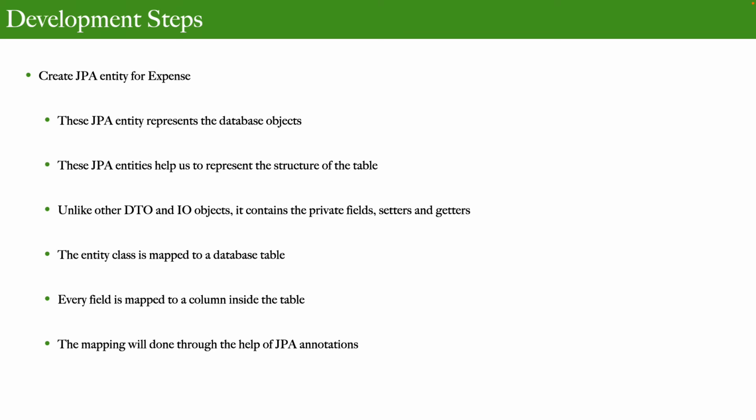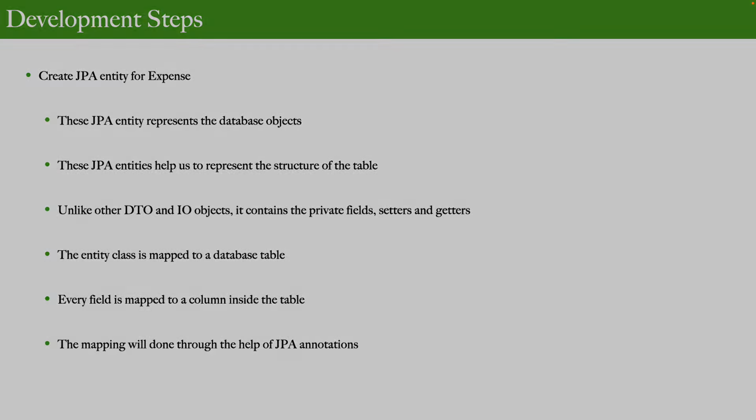Basically, if you are adding the JPA annotations for the class, it means that the entity class is mapped to a database table. And every field is mapped to a column inside the table. The fields that we define inside the entity class will be mapped to a column inside the table. And this mapping will be done with the help of the JPA annotations. JPA provides a bunch of handy annotations, and those annotations will be helpful for mapping between the table and the database objects.